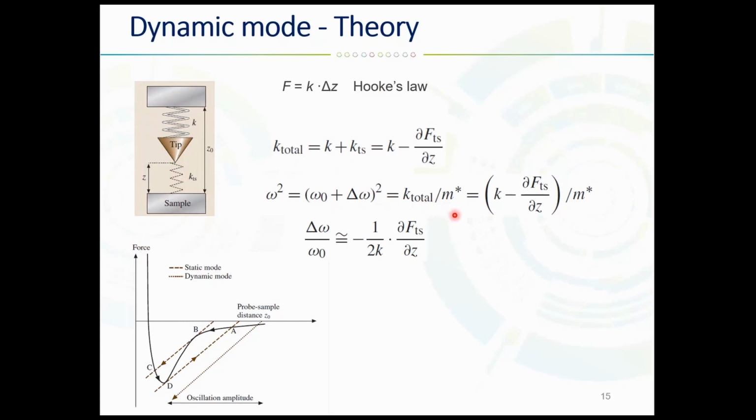So I will not put all the equations here. If you are interested in the total derivation, you can check our textbook for this. So if we approximate that this delta omega is much smaller than the resonant frequency, we can write this kind of equation. We can find that the frequency shift of the cantilever resonance is proportional to the force gradient of the tip sample interaction.